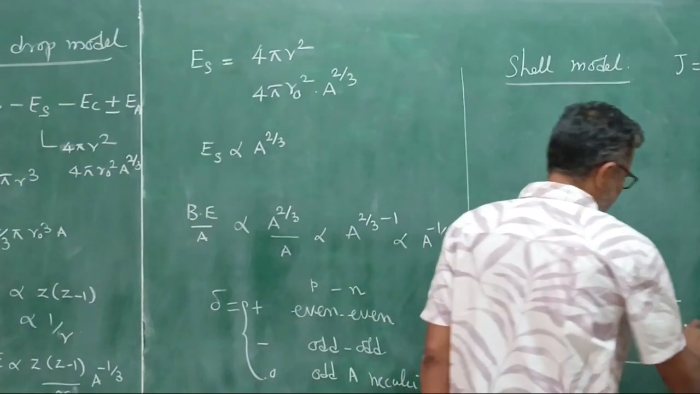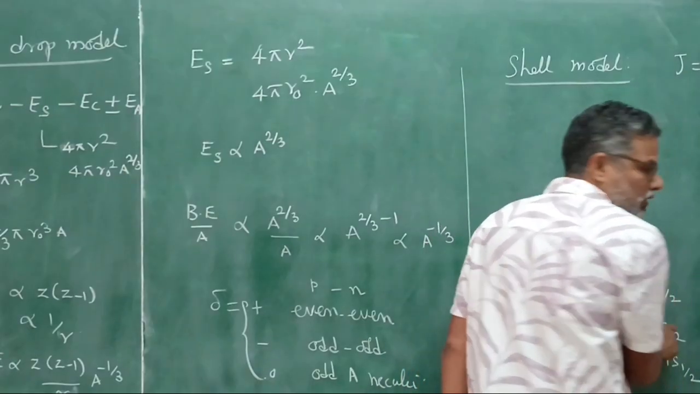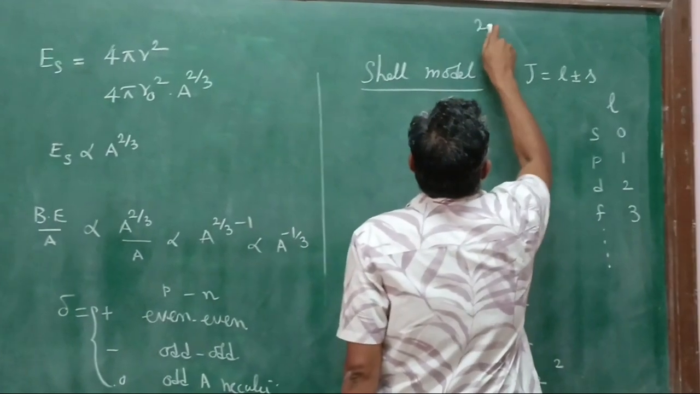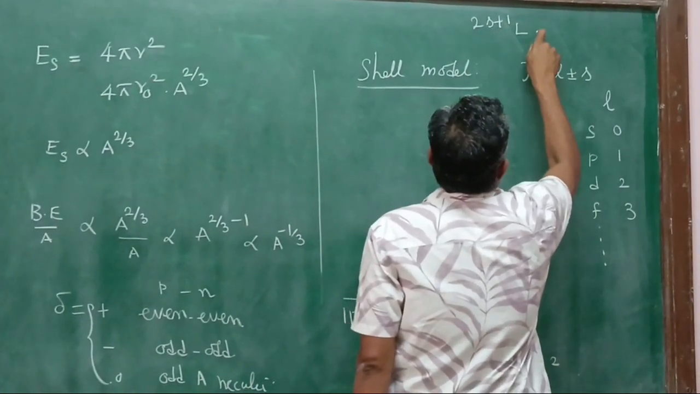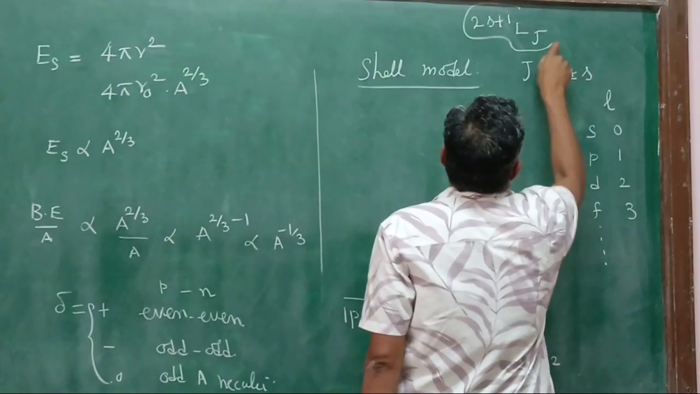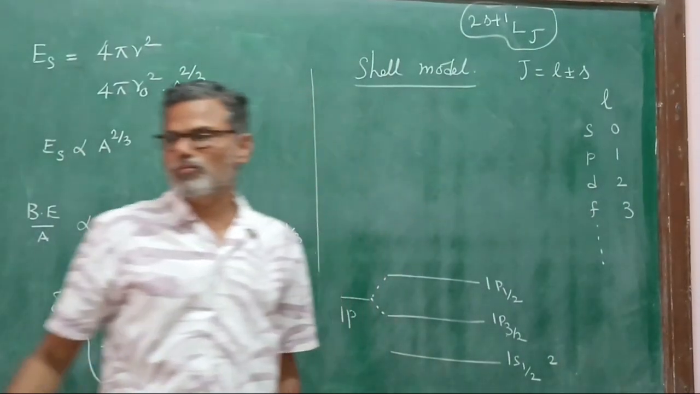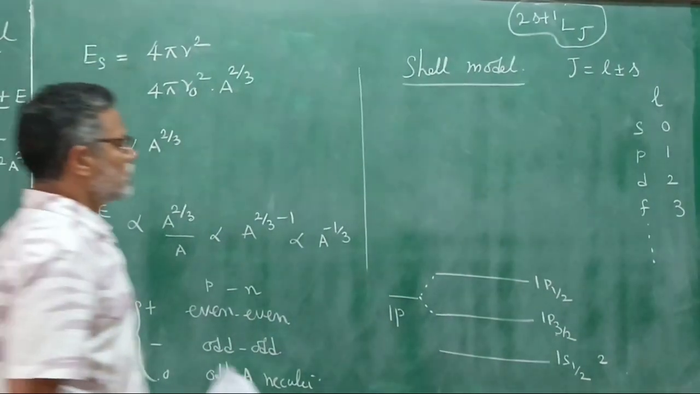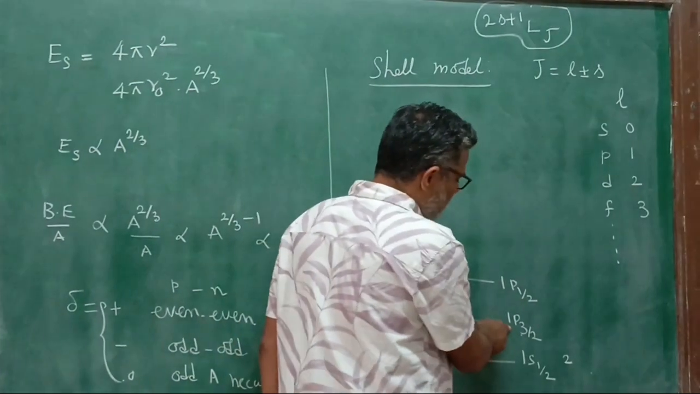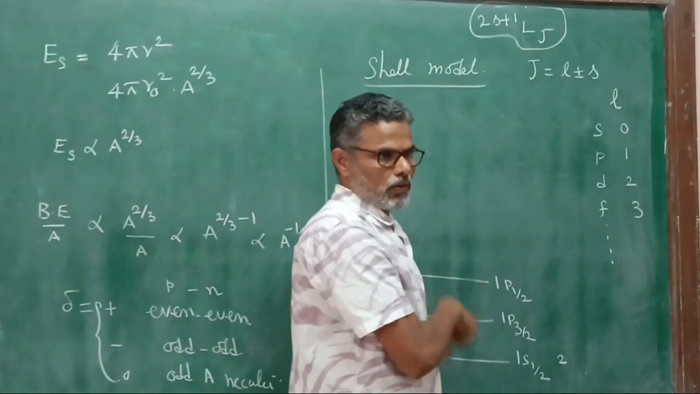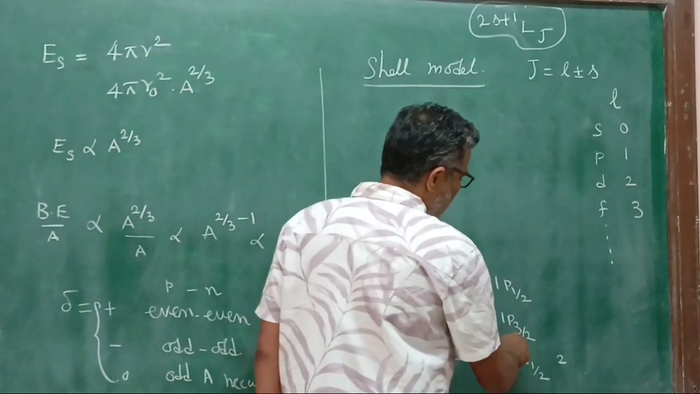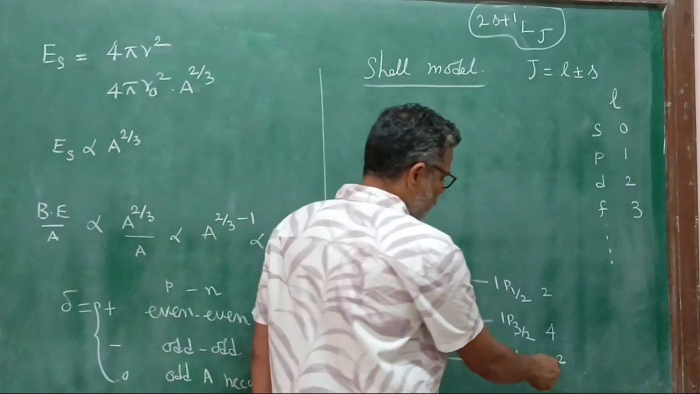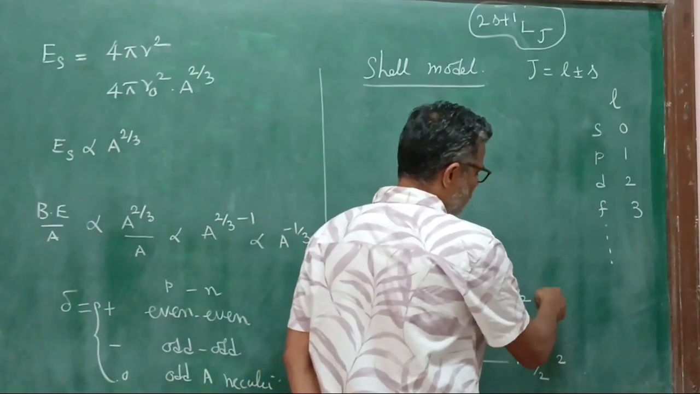Then one more thing: in this case, your j is 3/2. This number represents j. So this notation is 2s plus 1, L, j. What do you call this? It is spectral notation. In atomic and molecular physics also, you see the same spectral notation. Now, the 1 represented here is the principal quantum number. How many nucleons can be accommodated? 4 here and then 2 here.